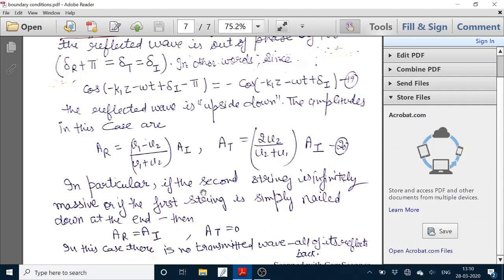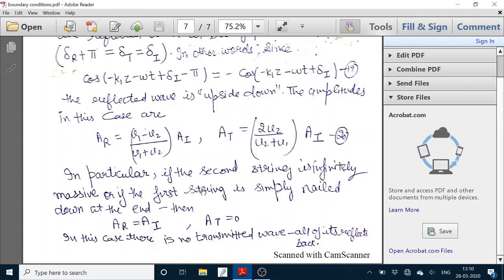In particular, if the second string is infinitely massive, that is very, very heavy, or if the first string is simply nailed down at the end, then ar equals ai and at equals 0. In this case, there is no transmitted wave. All of the wave is reflected back. So this is all about the boundary conditions for reflection and transmission.